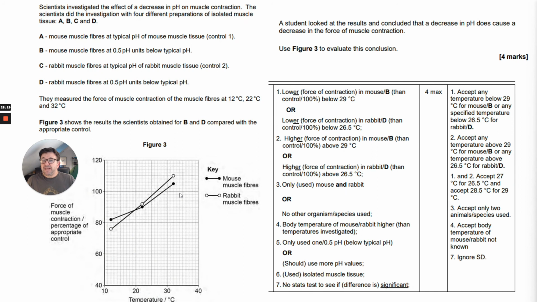Evaluate. The student said it concluded that decrease in pH does cause a decrease in the force of muscle contraction. When you're only looking at a rabbit or a mouse, you've got no other organisms there. Body temperature of a mouse is going to be probably higher. You only use one pH, so 0.5. So in terms of evaluation, you could use more pH values, etc.